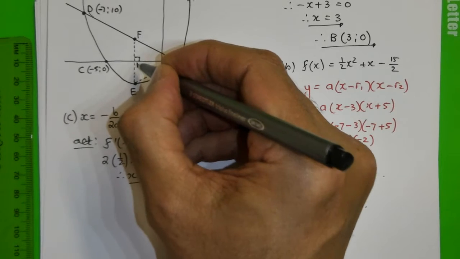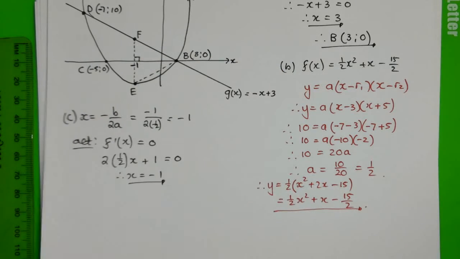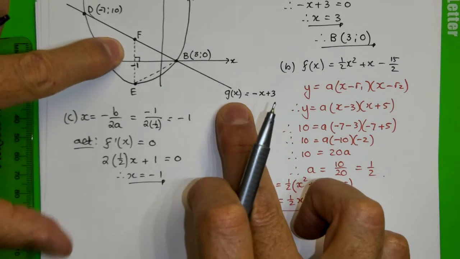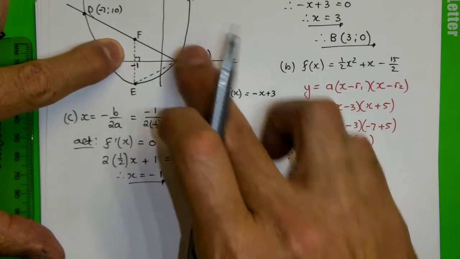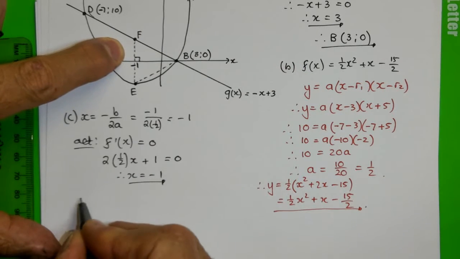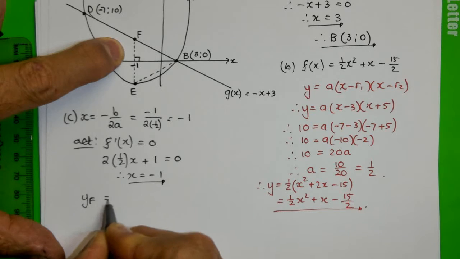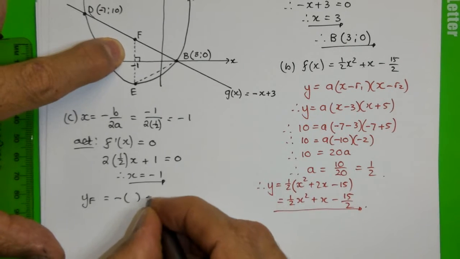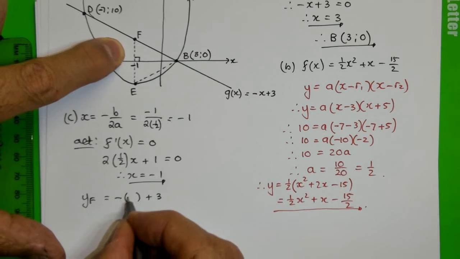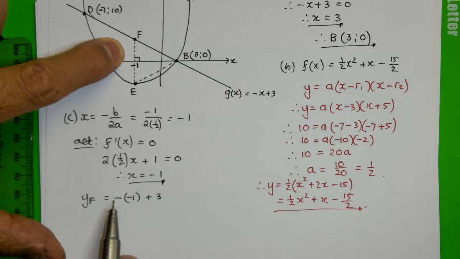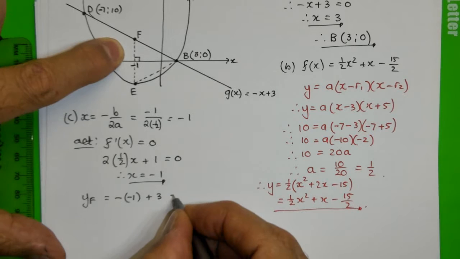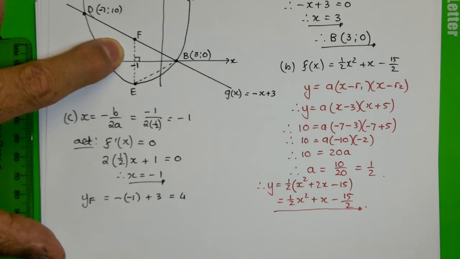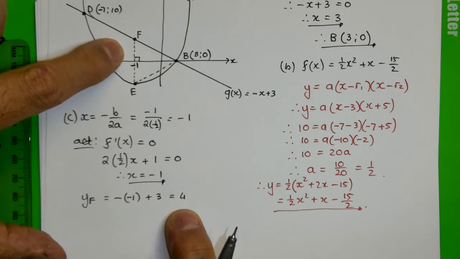That point has an x value of negative 1. So now we go to our line to find the y coordinate of F. So the y coordinate of F will be minus the x value plus 3, and x is minus 1. A double negative is a positive, so the y coordinate for point F is indeed 4.